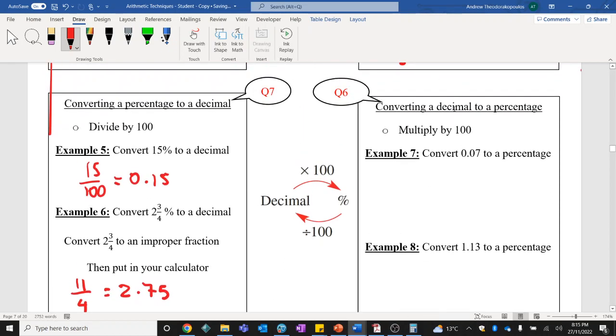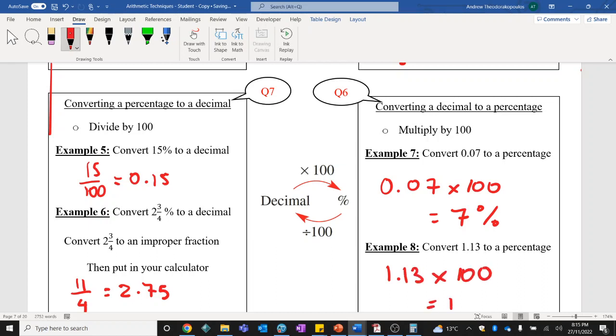So here we have decimal to a percentage. So all we need to do is just multiply by 100. 0.07 times 100. And that should get you 7%. Same with this one, 1.13 times 100, and that should get you 113%.